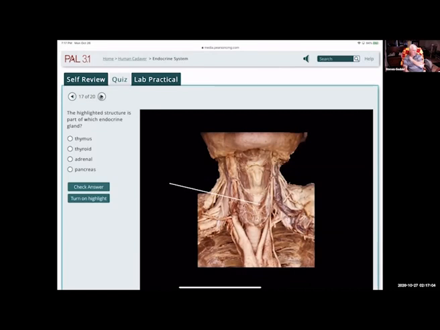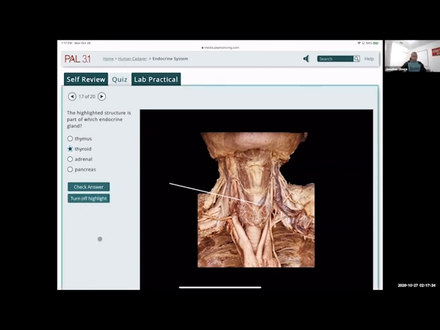All right, the highlighted structure is part of which endocrine gland? Okay, so it's not asking you for the structure, but I'm going to ask you, what gland is that part of? Thyroid? Okay, that's your thyroid gland, right? Here's your thyroid gland. What is the structure it's pointing to? This little area right here. Let me see if I can highlight it. Okay, that little structure, what is that called?